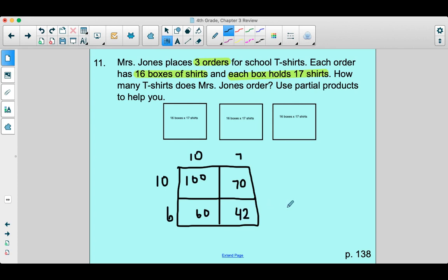Okay, now we need to add up our partial products. So 100 plus... Actually, you know what? I just saw this. This plus this makes 102. Woohoo! So that's going to make it easier for me to add on. So I'm finding friendlies first. So 100 plus 102 is 202. Plus 70 is 272.